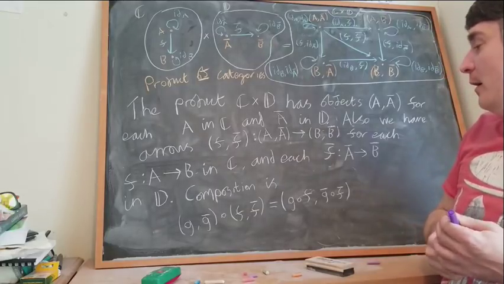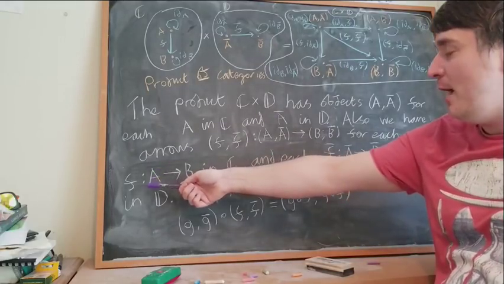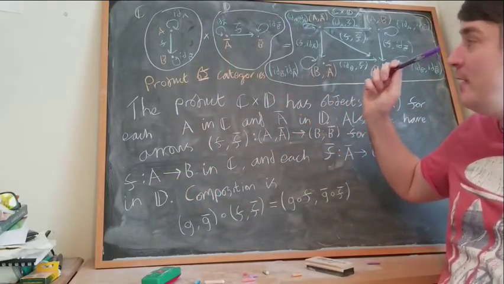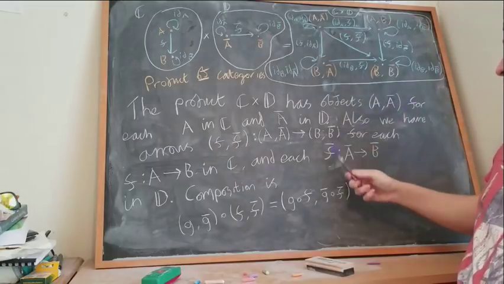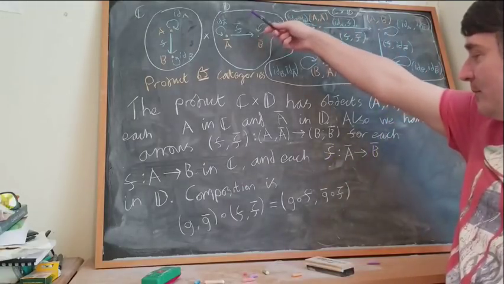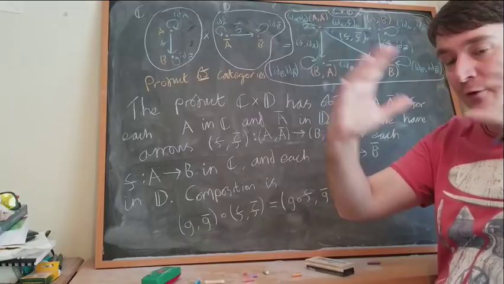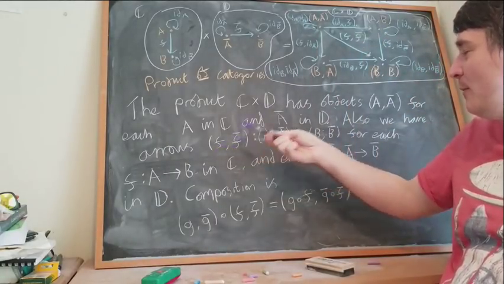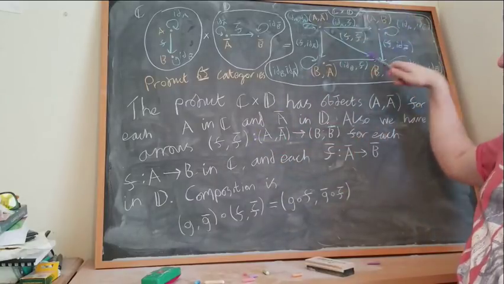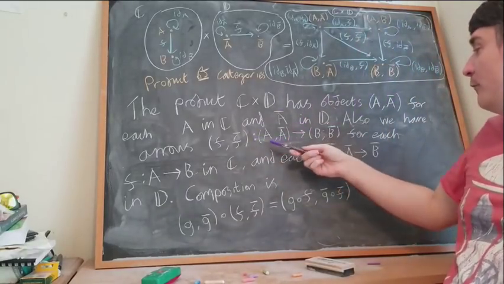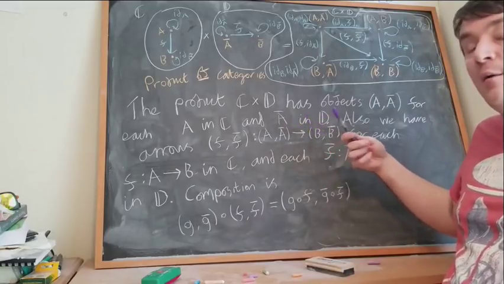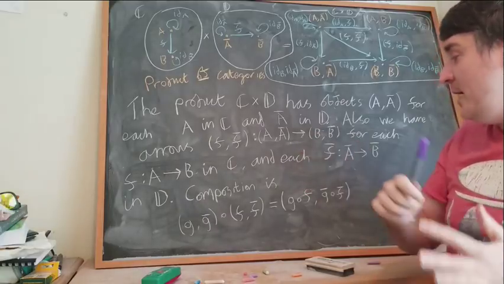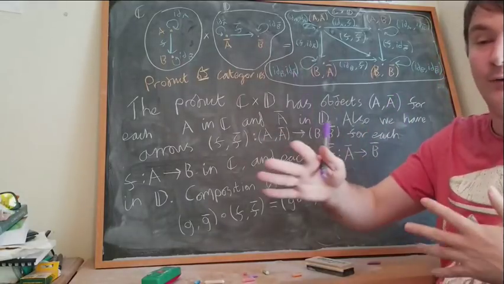Okay, so whenever we have an arrow F from A to B in C, and we have an arrow F bar from A bar to B bar in D, then that's going to give us this kind of paired thing, F comma F bar in this product, and that's going to go from A comma A bar to B comma B bar. Now, the only other thing you need to know is how are we going to compose these arrows?